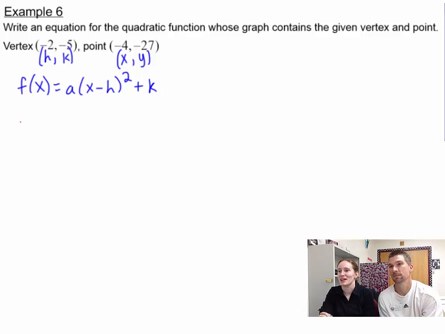Okay. Anyway, so we're going to put in, remember y and f of x are the same. So we're going to plug in h, k, x, and y so that we can figure out what a needs to be. And we have all those. Remember, f of x is actually your y coordinate.